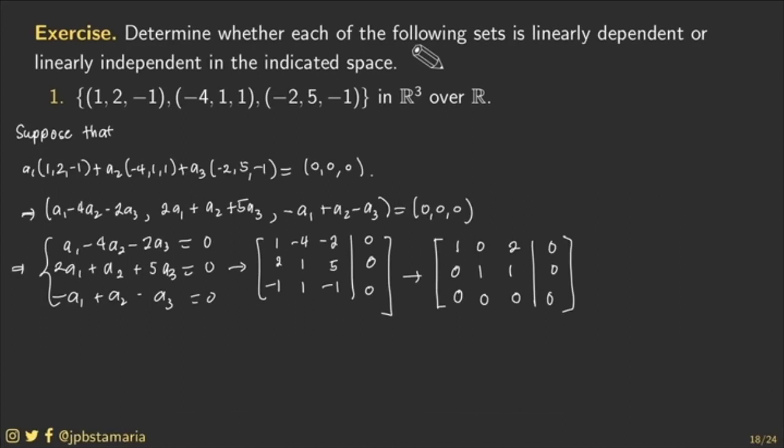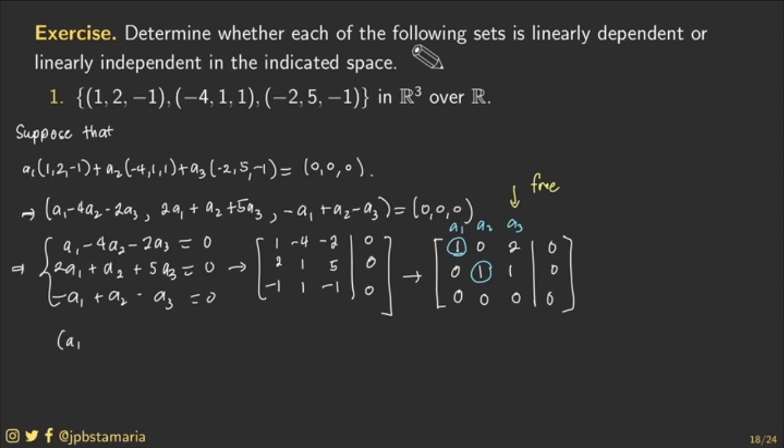Therefore, encircling the pivots, so these are the pivots. This corresponds to the unknowns A1, A2, and A3. As you can see, A3 is free. So what do we have? We have infinitely many solutions.